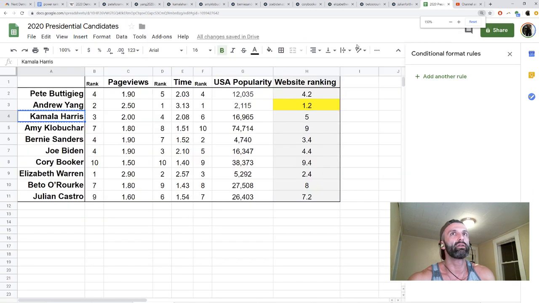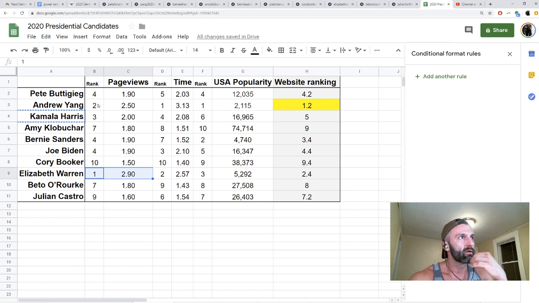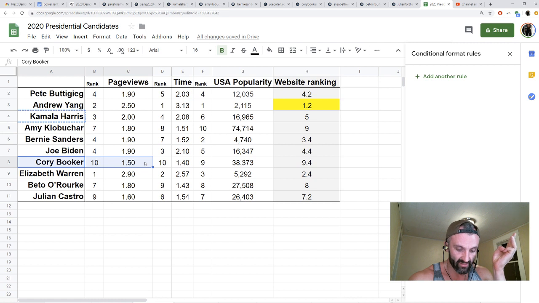Now, let's jump over to this. This is a little bit too big here. So this is the ranking. We've got page views, time, and the U.S. popularity. And we have the page views right here. If you look over to the side, this is the ranking in terms of the page views. So we have Elizabeth Warren, she was number 1. Andrew Yang was number 2. She had 1.9, he had 2.5, and you can see everybody else is on there too, with Cory Booker pulling up the rear. Let's take a look at those 3 people who are advertising to somebody else's site.